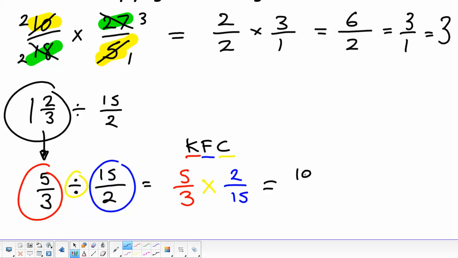5 times 2 is 10. And 3 times 15 is 45. You may have noticed that we could have performed a cross-cancelling with the 5 and the 15. This would have saved us from having to heavily simplify at this final stage. But anyway, 5 goes into 10 twice, and 5 goes into 45 9 times.